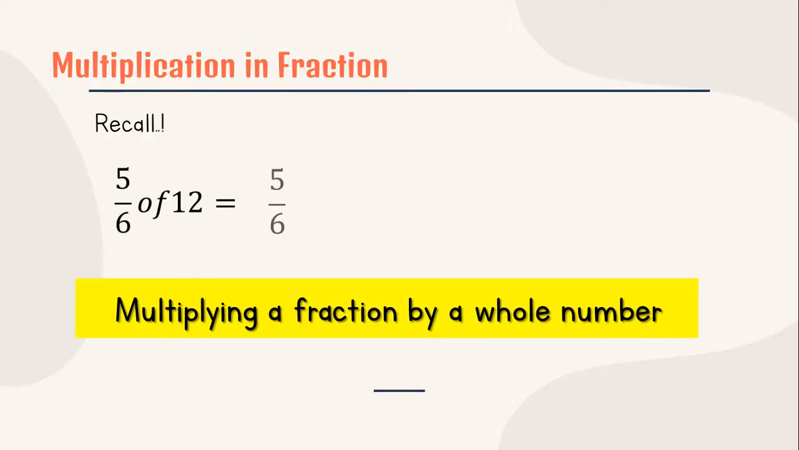Before, you have learned about this: 5 per 6 of 12 equals 5 per 6 times 12. Don't forget, "of" in math is multiplication. So what we have will be 10. This is what we call multiplying a fraction by a whole number.